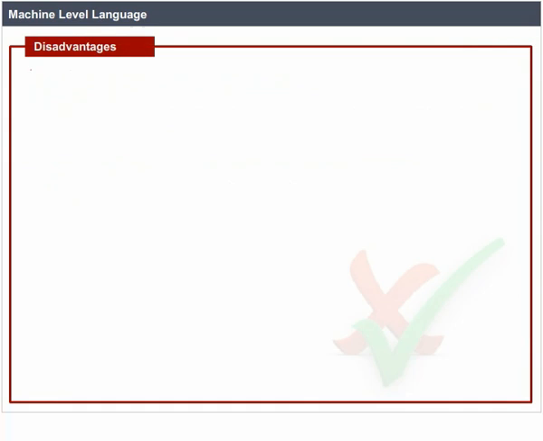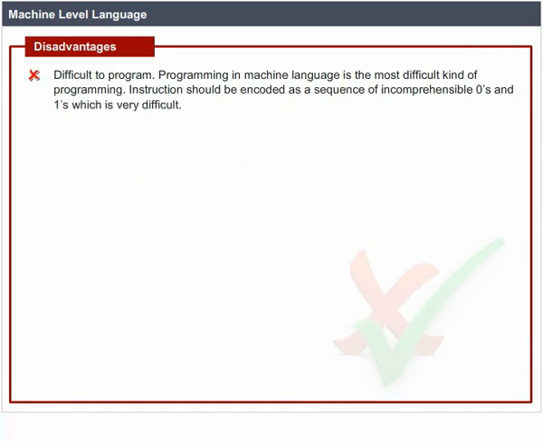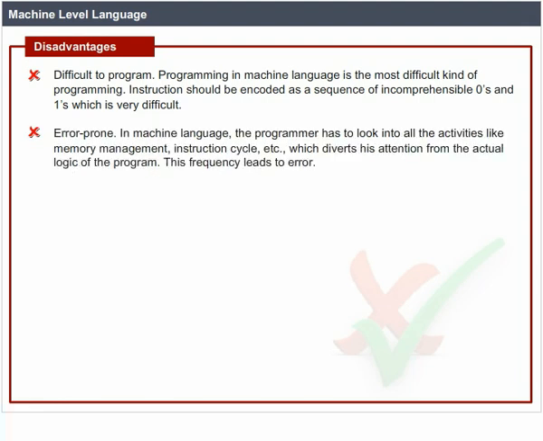Disadvantages: difficult to program. Programming in machine language is the most difficult kind of programming. Instruction should be encoded as a sequence of incomprehensible zeros and ones, which is very difficult. Error-prone. In machine language, the programmer has to look into all the activities like memory management, instruction cycle, etc., which diverts his attention from the actual logic of the program. This frequently leads to error.